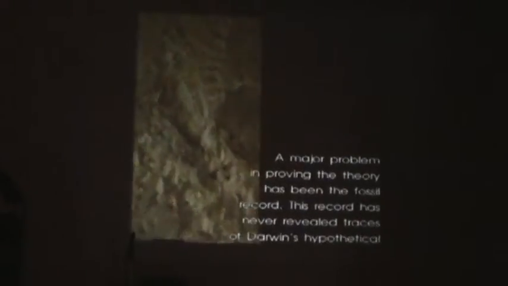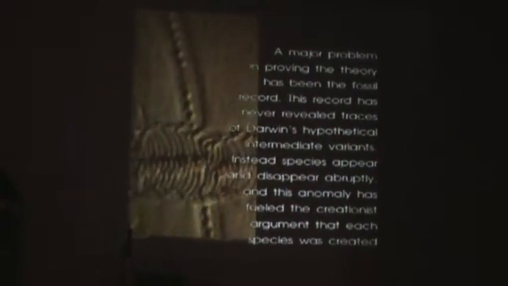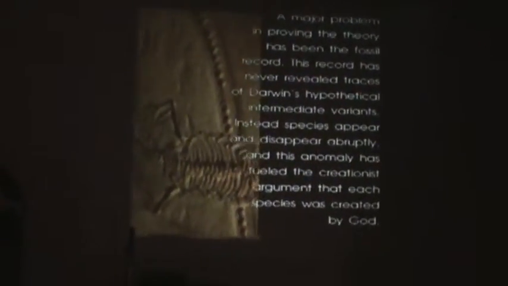A major problem in proving the theory has been the fossil record. This record has never revealed traces of Darwin's hypothetical intermediate variants. Instead, species appear and disappear abruptly. And this anomaly has fueled the creationist argument that each species was created by God.